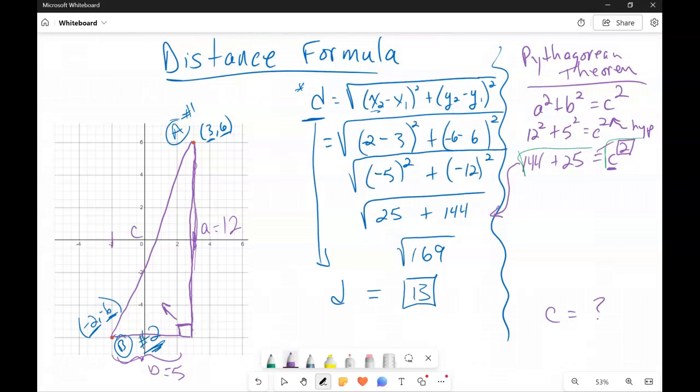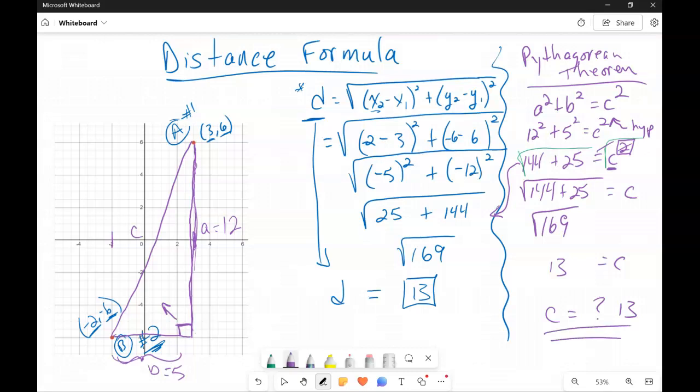So the square root and the square would cancel, leaving me with c is equal to the square root of 144 plus 25. Again, that is now identical to what we just did in the previous step, and we know that's going to become the square root of 169, which is 13. So therefore, c again is 13. And that's how you do the distance formula.